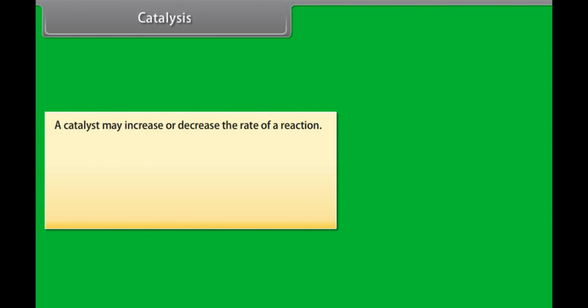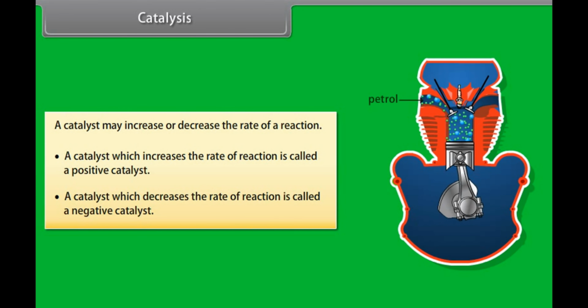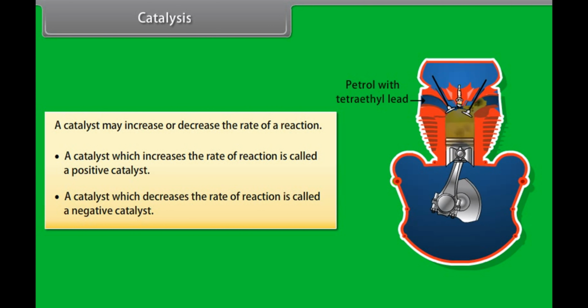A catalyst may increase or decrease the rate of a reaction. A catalyst which increases the rate of reaction is called a positive catalyst. For example, decomposition of KClO3 in presence of MnO2. A catalyst which decreases the rate of reaction is called a negative catalyst. For example, tetraethyl lead is added to petrol to prevent knocking of the engine. Types of catalysis.